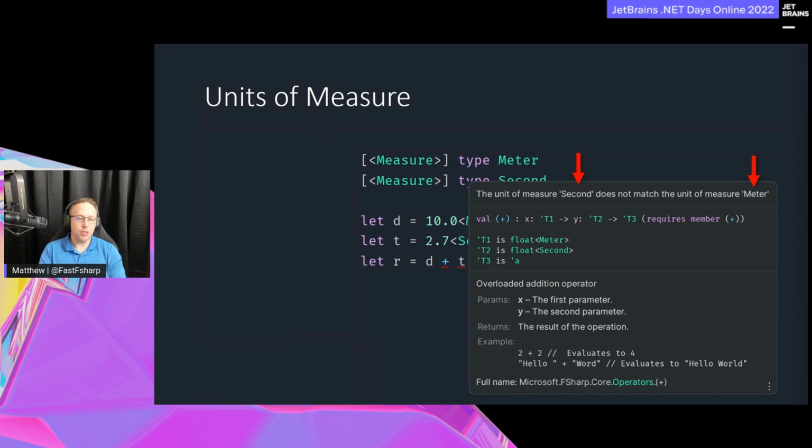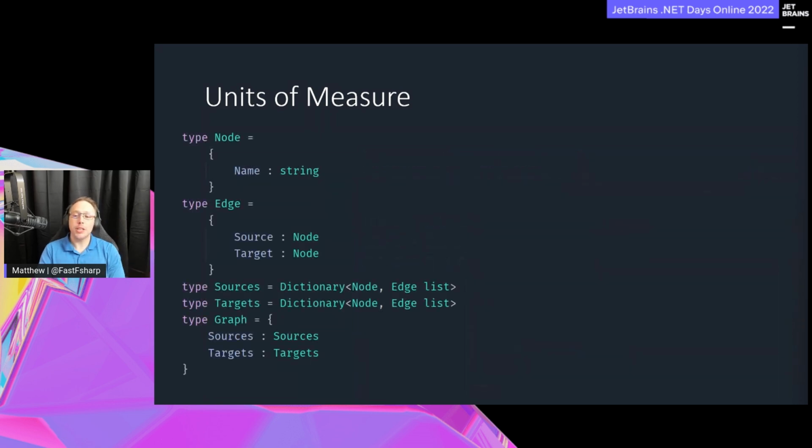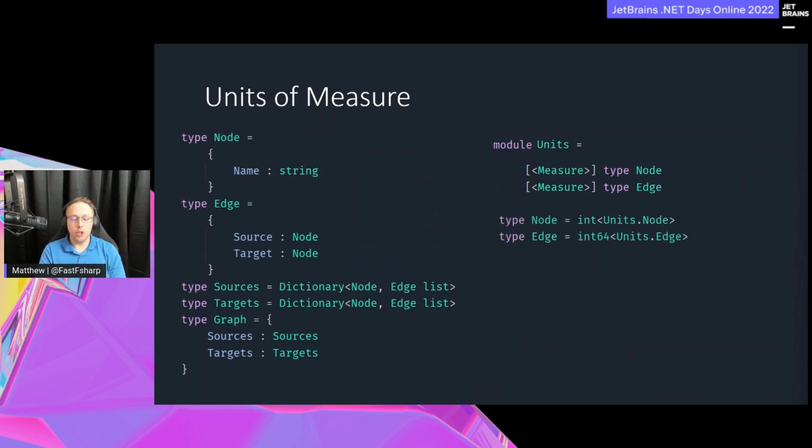You see, hey, the units are off. I'm going to change my domain to utilize units of measure. What I like to do is have a module in F# where I put all the units I'm going to use for my project. And then I'm going to define the node type and the edge type. Now, node is now just an integer, but it's not a naked integer. We've added domain context. This integer is meant to represent a node in our domain. And edge is an int64.